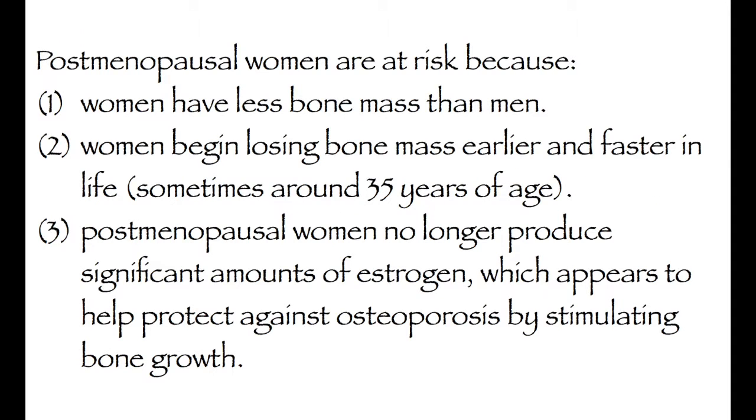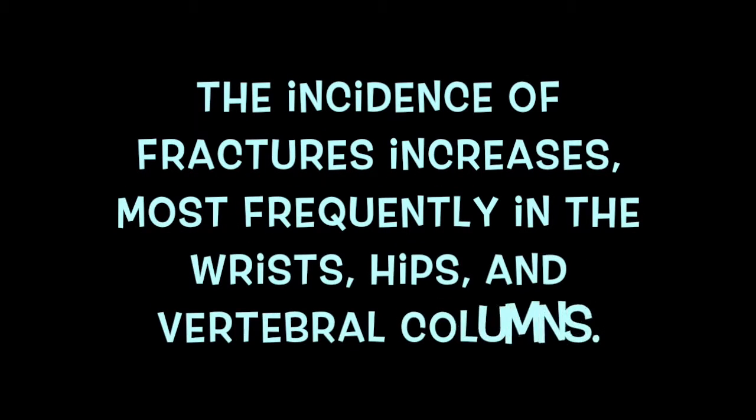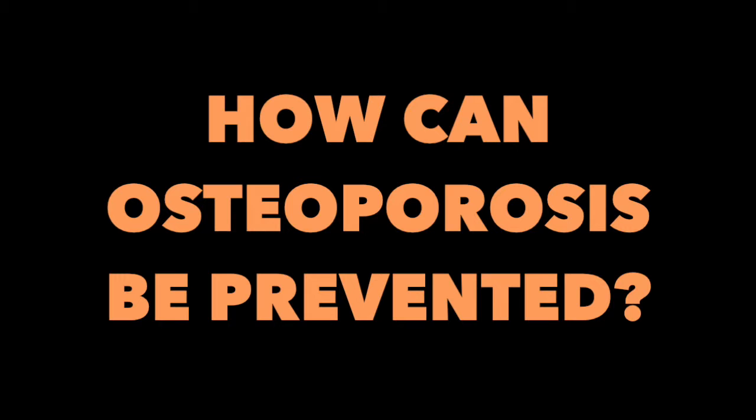Postmenopausal women are at risk because, one, women have less bone mass than men. Two, women begin losing bone mass earlier and faster in life. And three, postmenopausal women no longer produce significant amounts of estrogen, which appears to help protect against osteoporosis by stimulating bone growth. As a result of osteoporosis, the incidence of fractures increases, most frequently in the wrist, hip, and vertebral column. Another frequent question is how can osteoporosis be prevented?